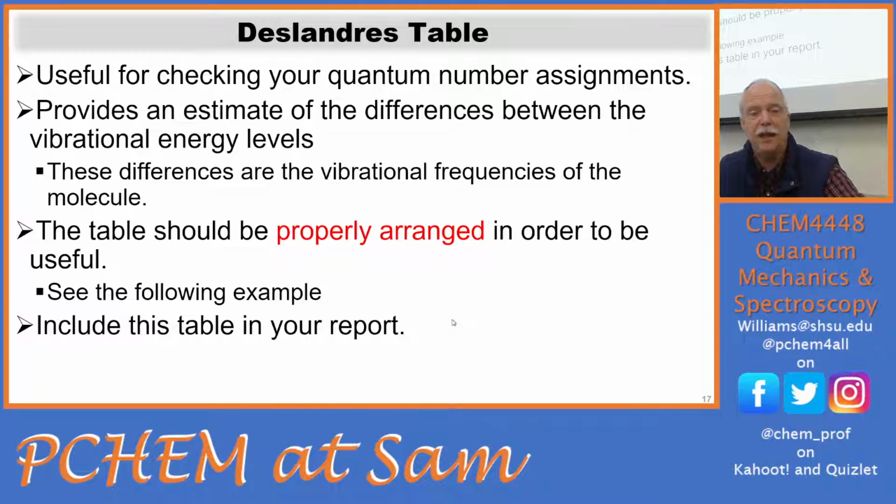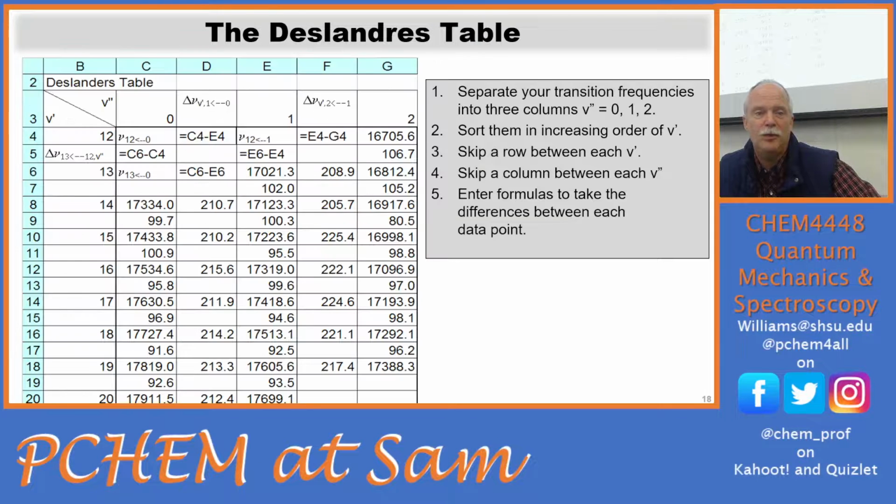And then the Deslandres table. This is how you detect if you've screwed something up and picked the wrong spot, okay? It's kind of a tedious table to make, but it's really helpful, and you want to include this in your report. So this is kind of a busy table. You have across the top, V'' equals 0, 1, and 2. And then down the side, you have V', and you have all those levels, 12, 13, 14, 15.